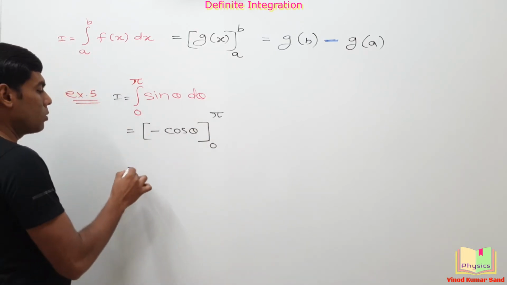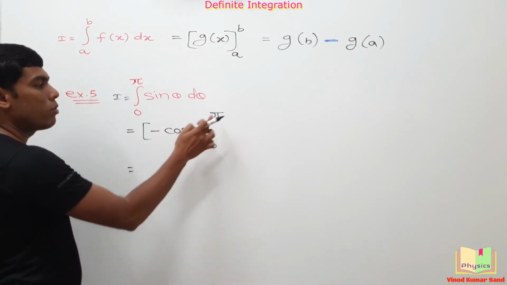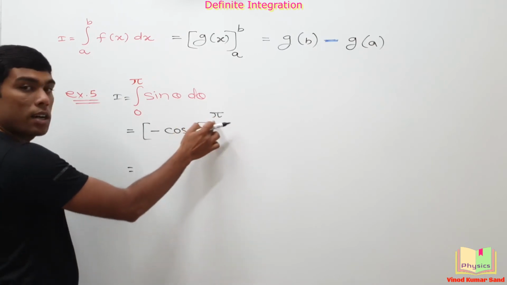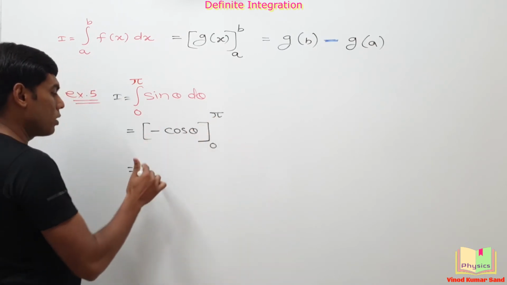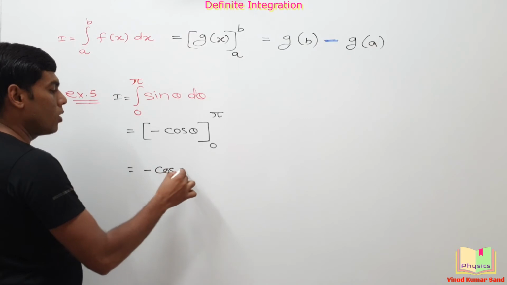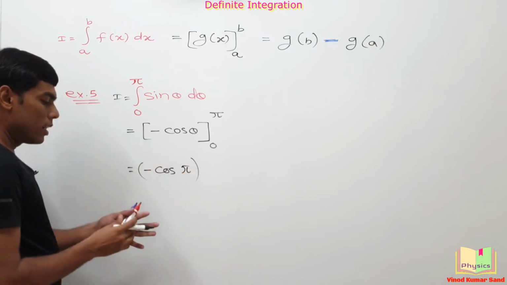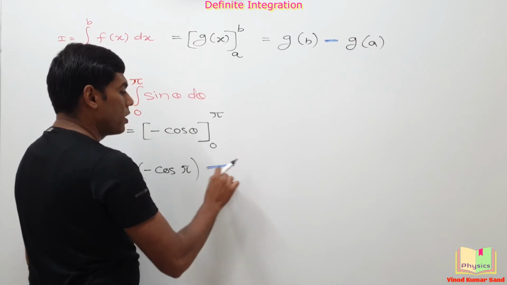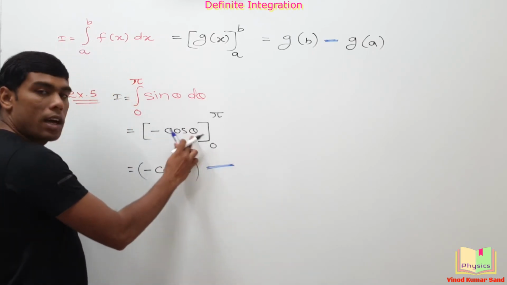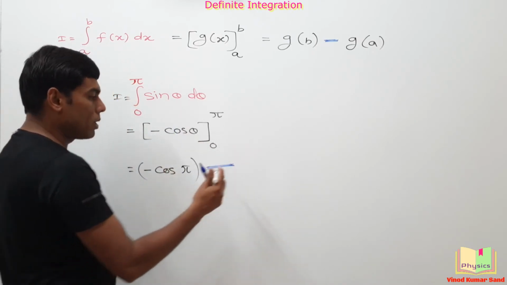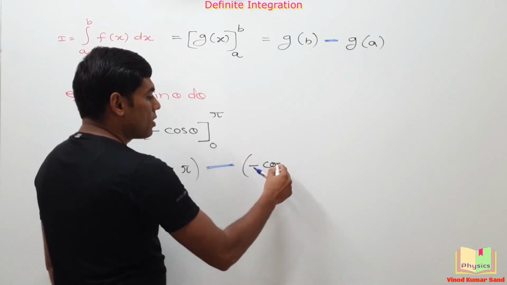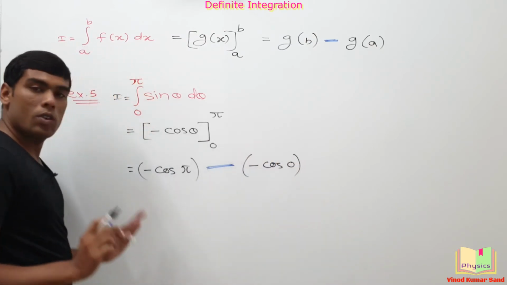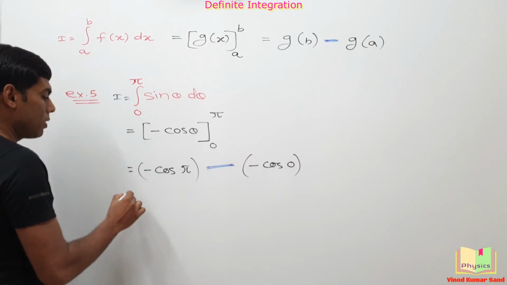Now put up the values. At the place of theta, first of all, you will put up the upper limit. So it will become minus cos pi radian. Then there is a negative sign because of the formula itself. Now at the place of theta, we need to put the lower limit. So it will be minus cos 0. Okay, let's put up the values.